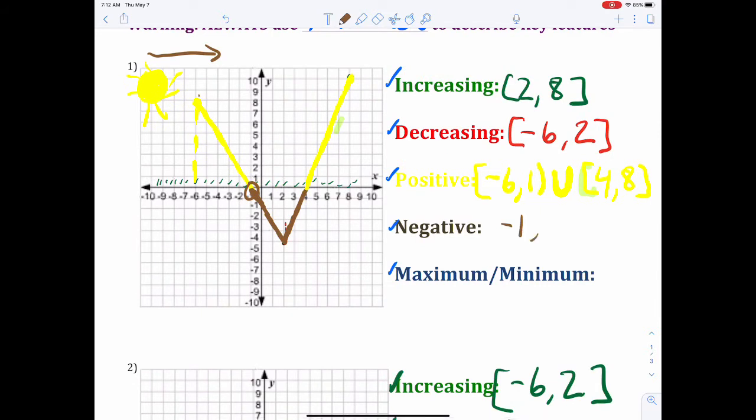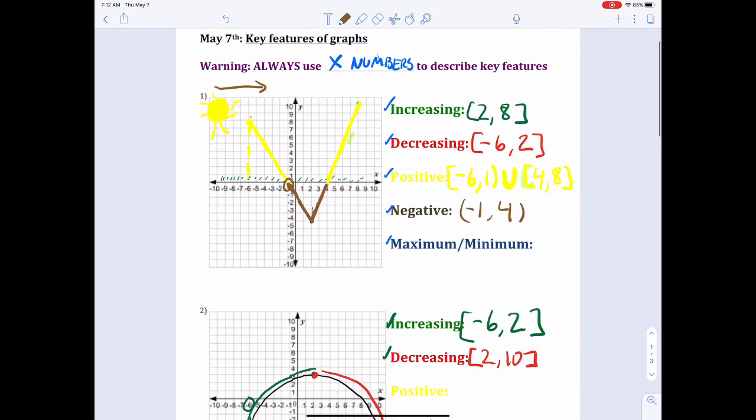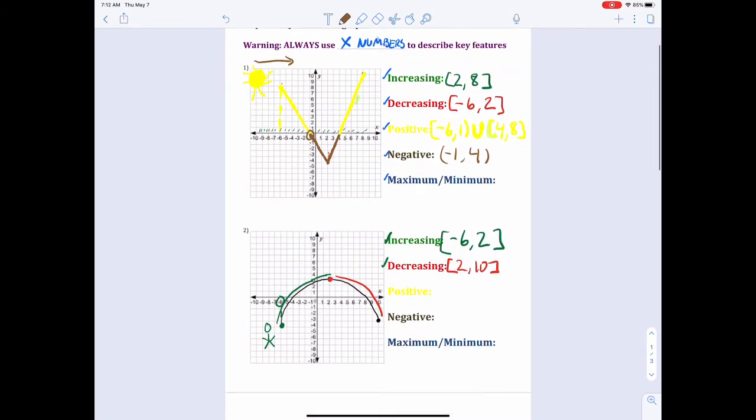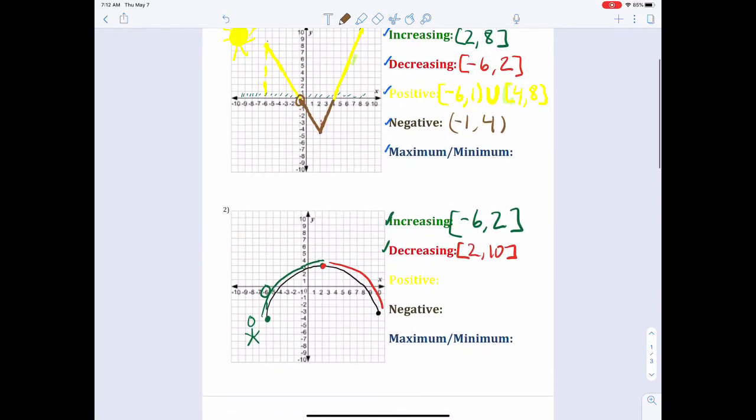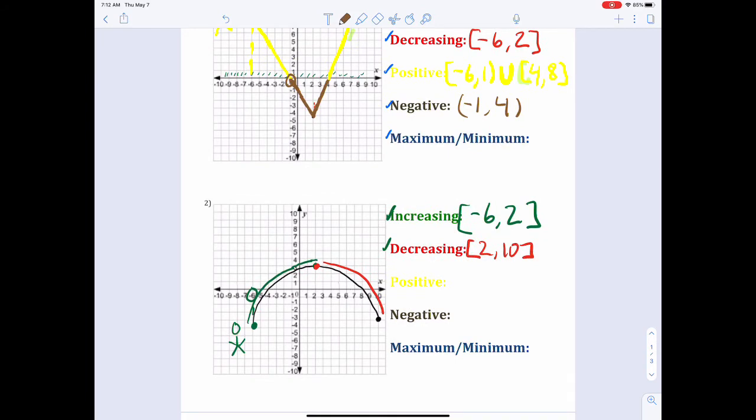Right? And then it stops being dirt. It stops being negative at 4. All right? Positive and negative are a little trickier than increasing and decreasing. Why don't you guys try the increasing or the positive and negative for number 2? So you can pause the video and try that out.